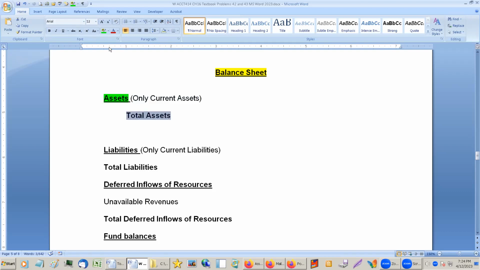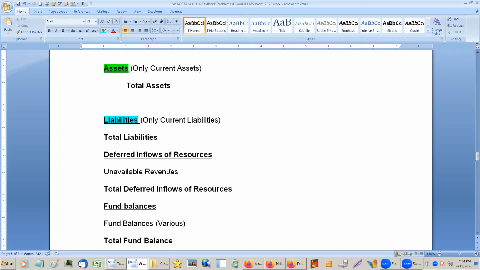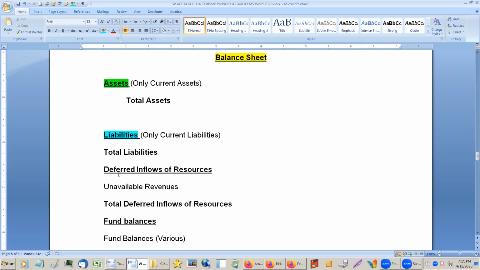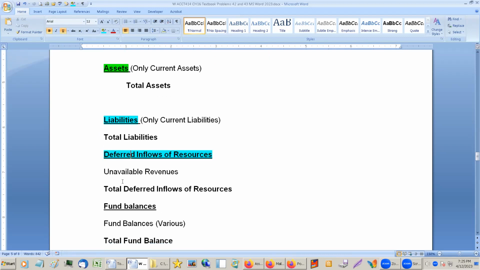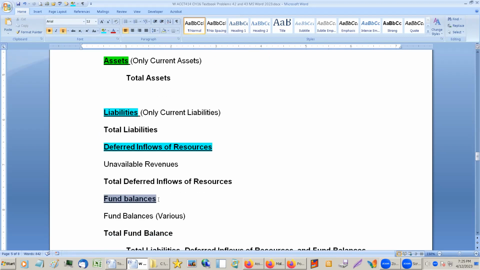All right, so on the other side, we're going to have liabilities, but those liabilities are only current liabilities. We don't have bonds, we don't have any long-term stuff. A new category is deferred inflows of resources. Our fund balance is similar to the equity.